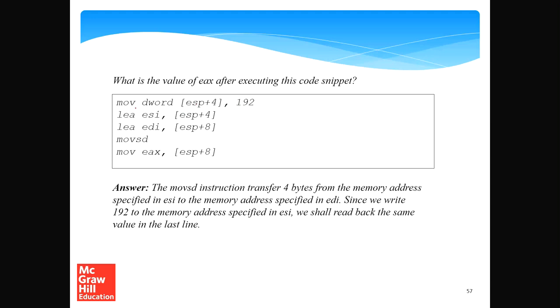First we have a move instruction. We move the value 192 to ESP plus 4, and we move 32 bits, a double word, to the location ESP plus 4. This is the stack pointer. The stack pointer is pointing to a location, and on top of that we save 192.